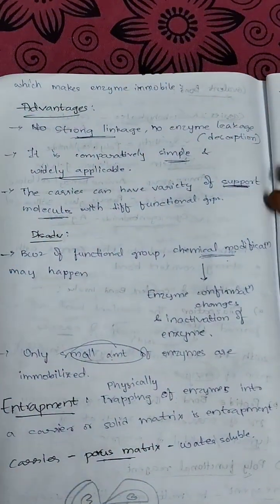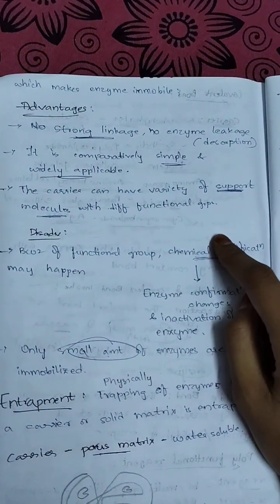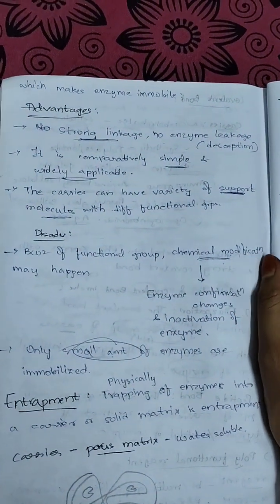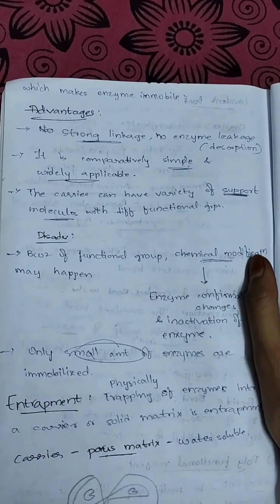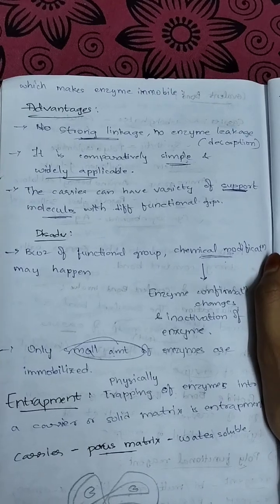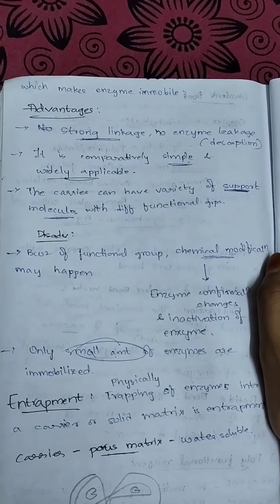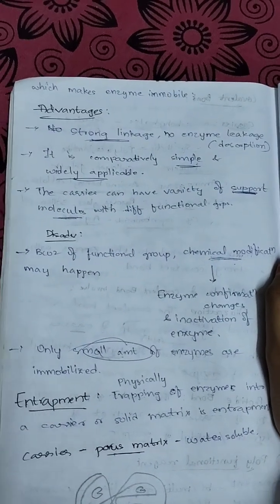It is comparatively simple and widely applicable. It supports molecules with different functional groups. The advantages of covalent bonding are that it has a strong linkage, no enzyme leakage happens, and it is comparatively simple and widely applicable. It gives support to enzymes with various different functional groups.